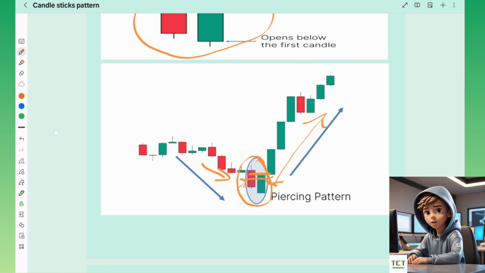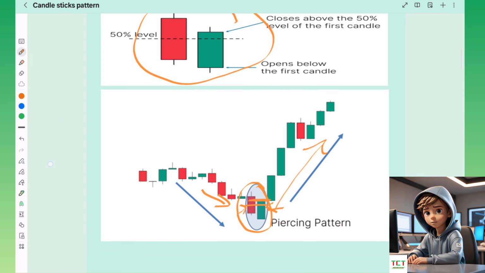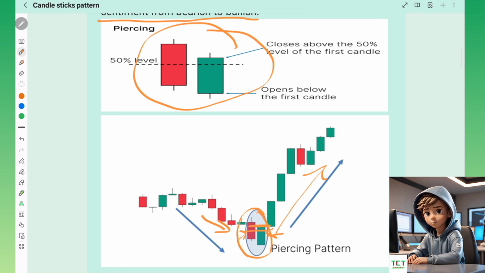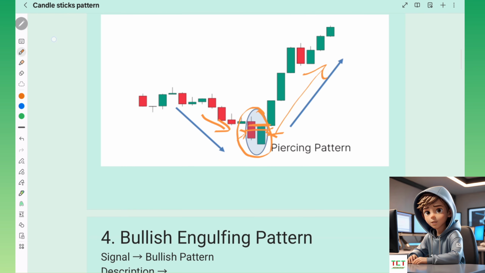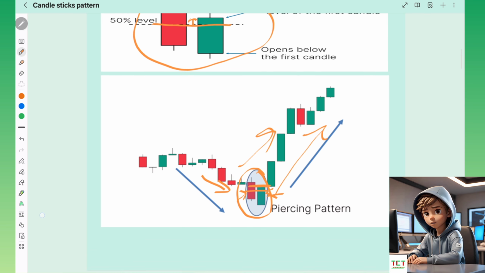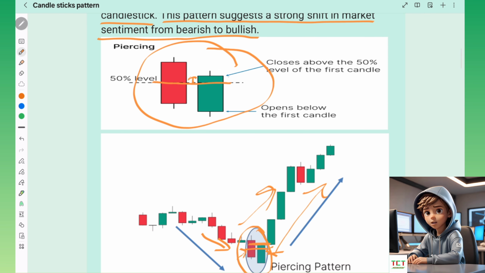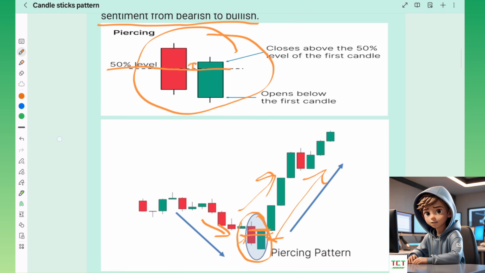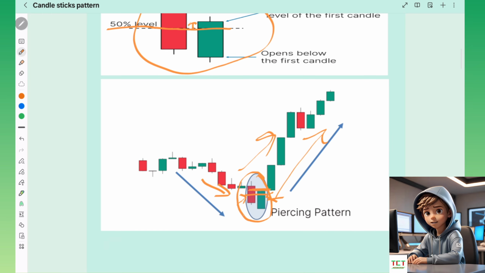So whenever you see a bearish candle followed by a bullish candle that opens lower but closes above the midpoint of the previous candle, you know the piercing line pattern has formed, and the market is likely to reverse upwards from here. The key point to remember is the second candle must close above 50% of the first red candle's body. If it closes below the midpoint, then it's not a piercing line pattern. This pattern is quite reliable when you see it at the bottom of a downtrend, because it clearly shows that sellers are losing power and buyers are stepping in.